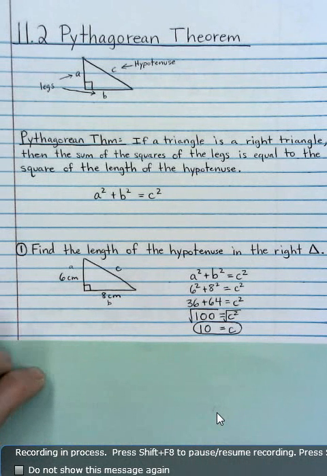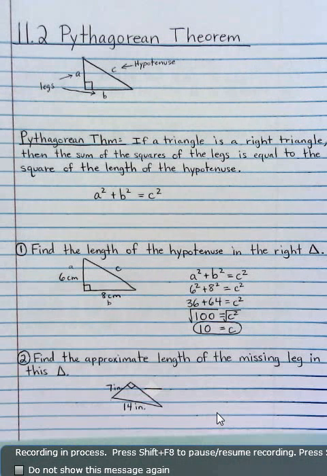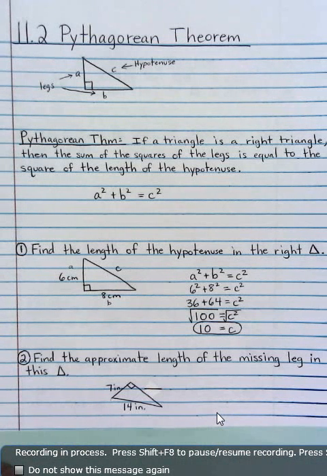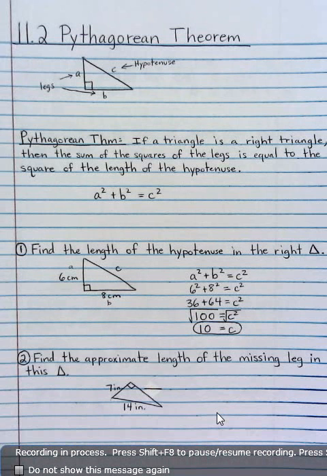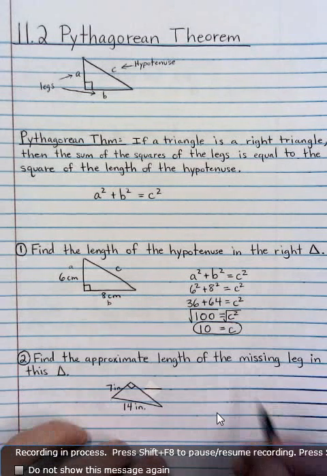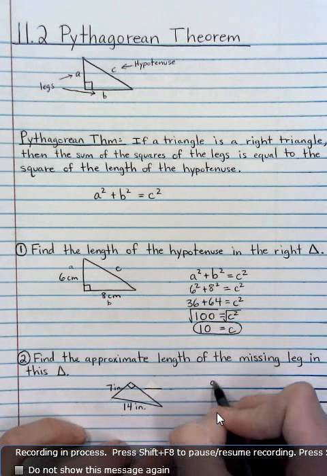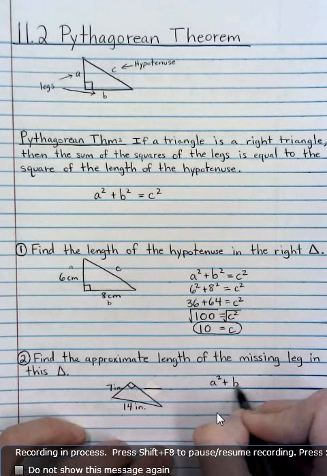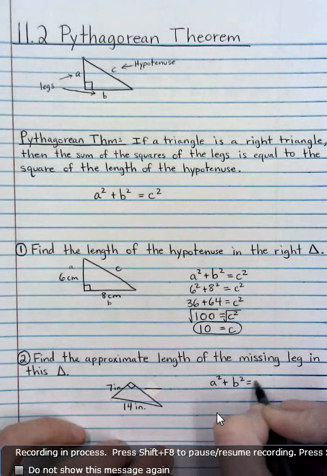In our next example, we're asked to find the approximate length of the missing leg in this right triangle. So let's refer to the Pythagorean theorem once again. We know how it goes. A squared plus b squared equals c squared.